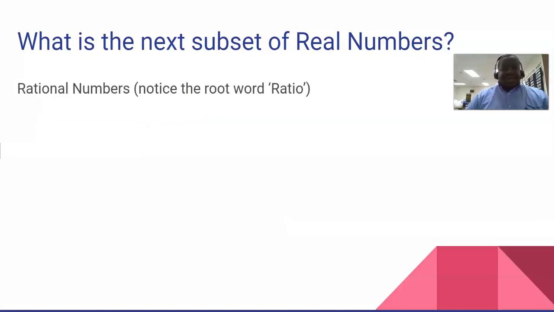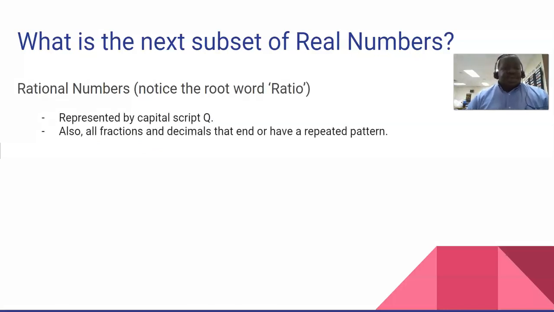The next subset is the rational numbers. Notice the root word ratio in rational. It's represented by a capital script Q. Also, all fractions and decimals that end or have a repeated pattern are called rational numbers.